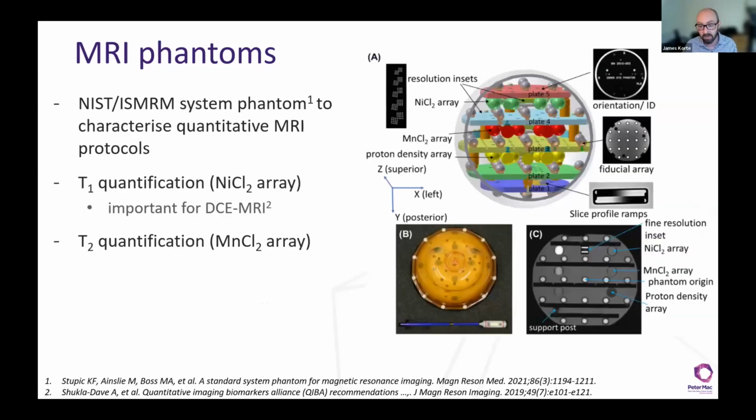The second phantom, and the one that the software I'm going to talk about is based on, is this NIST ISMRM system phantom. This has a range of different things in it. It's meant to be able to check quite a bit of the scanner parameters. So it has geometric things such as resolution inserts or slice profile ramps. But for what I'll be talking about today, which is more quantitative imaging, there are also arrays of T1 and T2 vials or spheres, which have different chemical doping to change their T1 and T2 values.